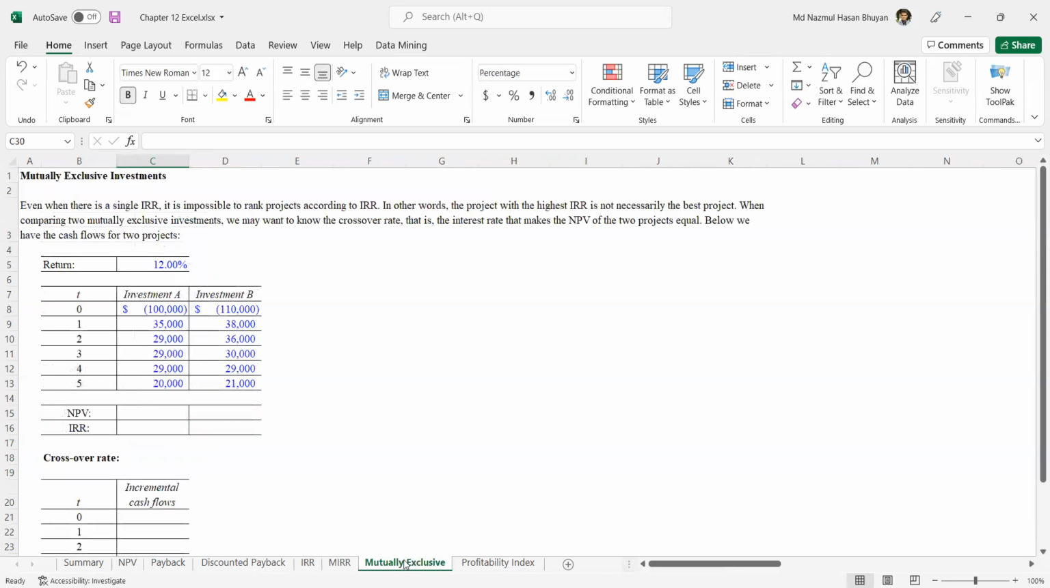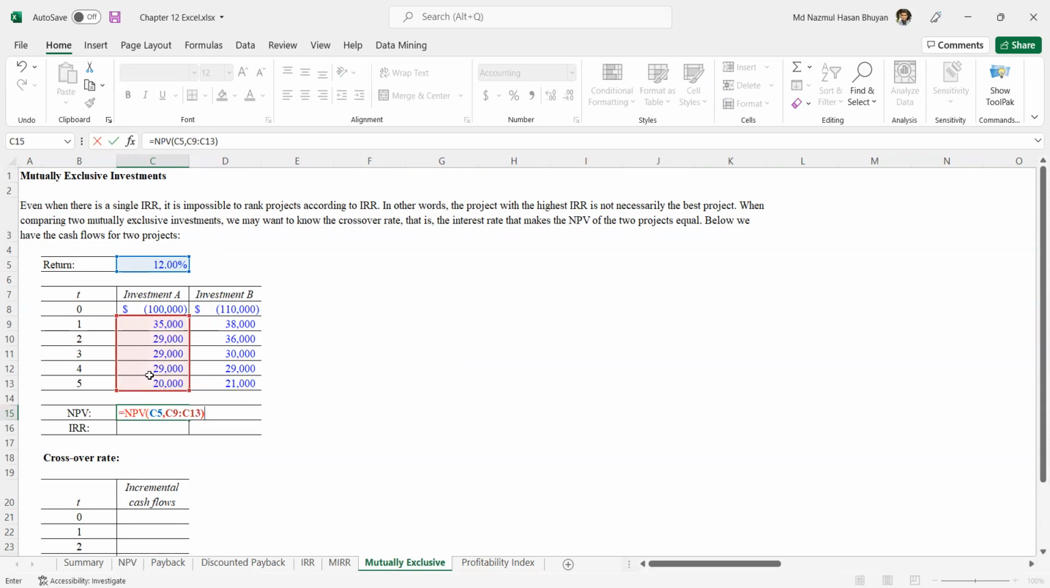Now, mutually exclusive project. So for a mutually exclusive project, you know it is an either-or problem. That means you can choose either investment A or investment B, not both. So let us calculate NPV and IRR for both of the projects individually. NPV, rate, then all the values.